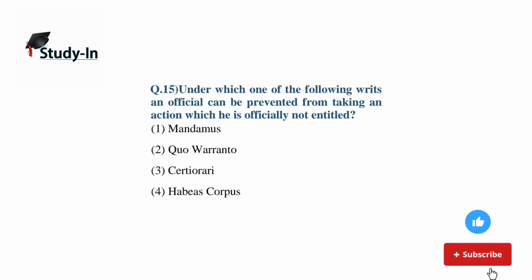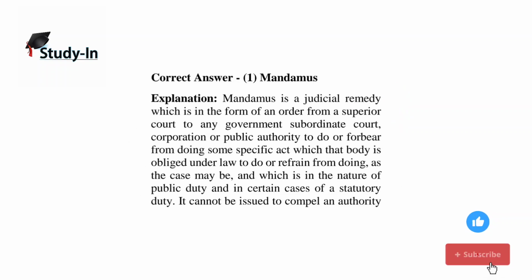Next, under which one of the following writs can an official be prevented from taking an action which he is officially not entitled to? Options: mandamus, quo warranto, certiorari, habeas corpus. The correct answer is mandamus.